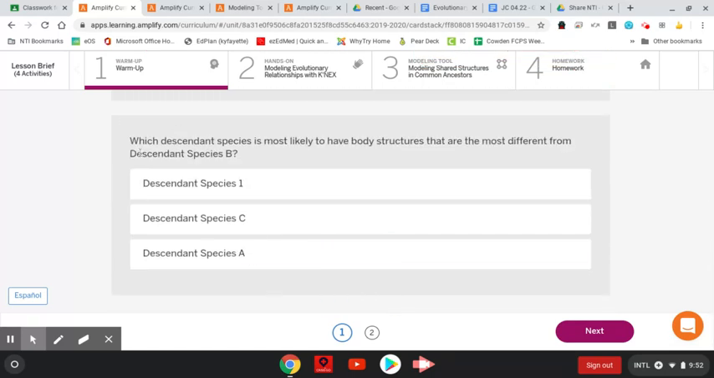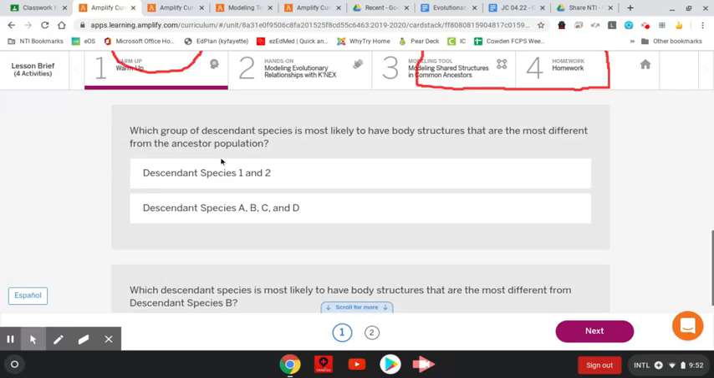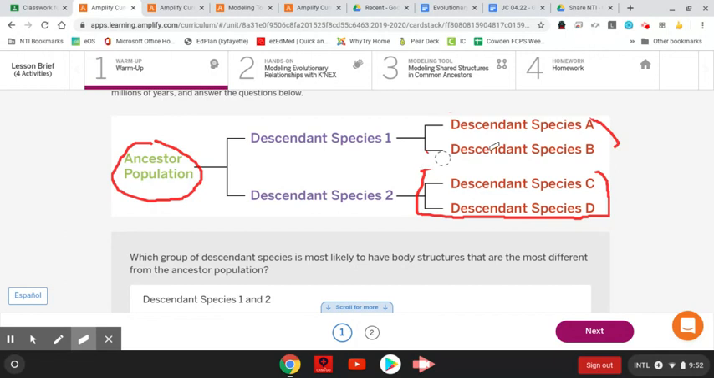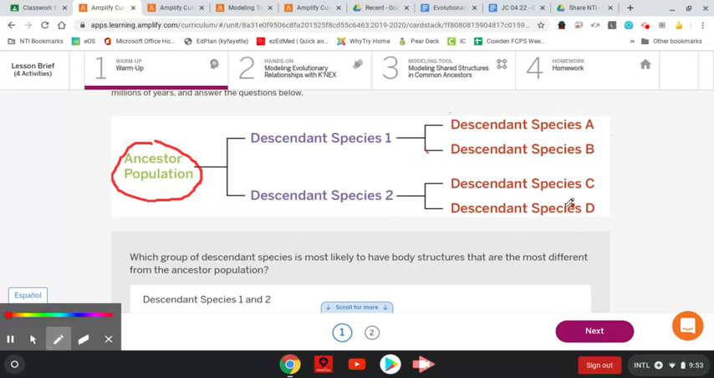Alright, the second part of the warm-up has you doing which descendant species is most likely to have body structures that are the most different from descendant species B. So now you're looking at your descendant species. Let me erase this. And you're comparing which one is the most different from descendant species B. And descendant species B is right here. So which ones would be the most different?